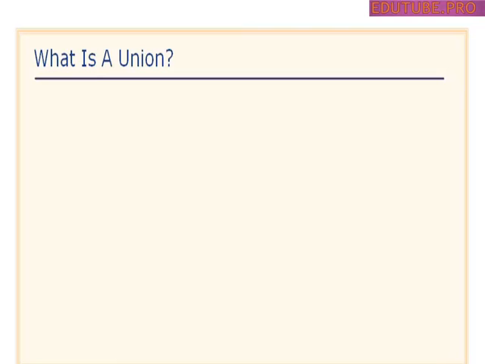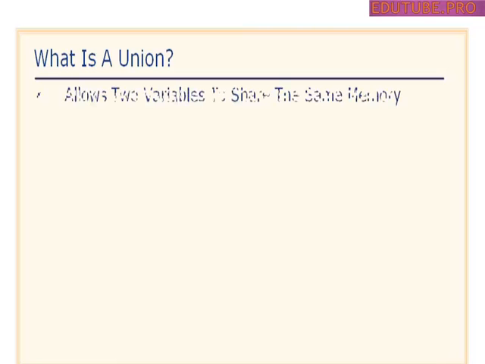In this video, I want to answer the question of what is a union, and not only do I want to answer the question, but I want to justify why I'm even bringing the question up in the course here, okay? First of all, a union allows two variables to share the same memory. And yes, you heard right and you read right. Two variables, x and y, share the same memory location and they overwrite each other, okay?